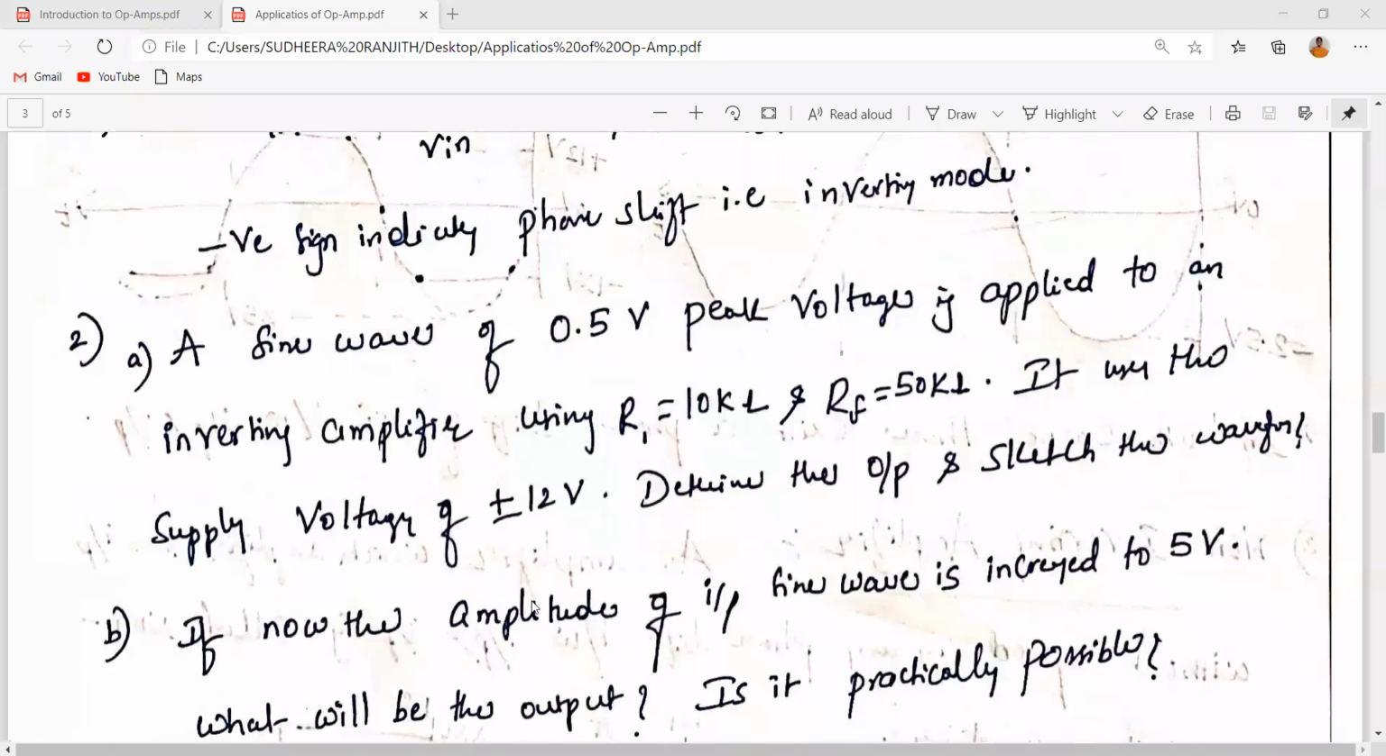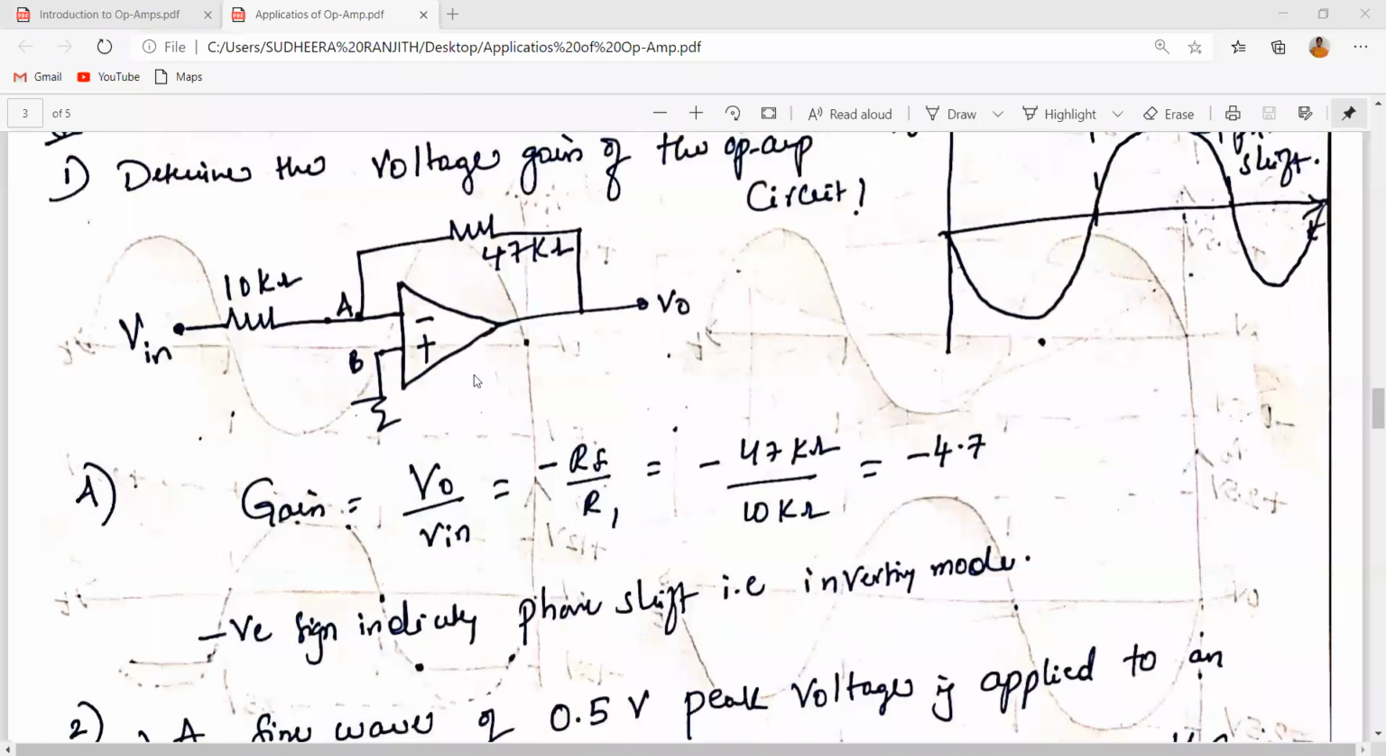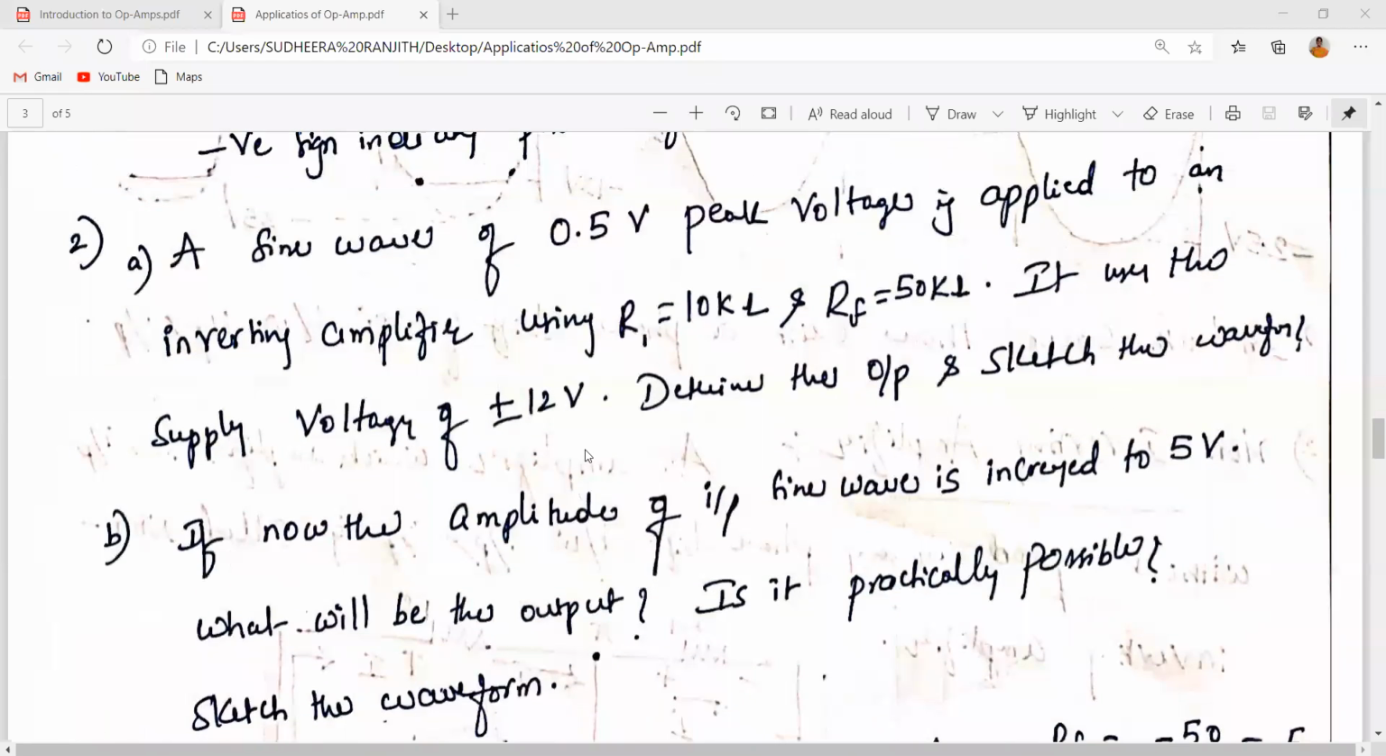It uses a supply voltage of plus or minus 12 volts. The supply voltages are applied to pin number 4 and pin number 7 of your 741 integrated circuit op amp. Here in the given data, plus or minus 12 volts is used instead of plus or minus 15 volts. Then find the output and sketch the waveform. So we have to find the output and draw the waveform.